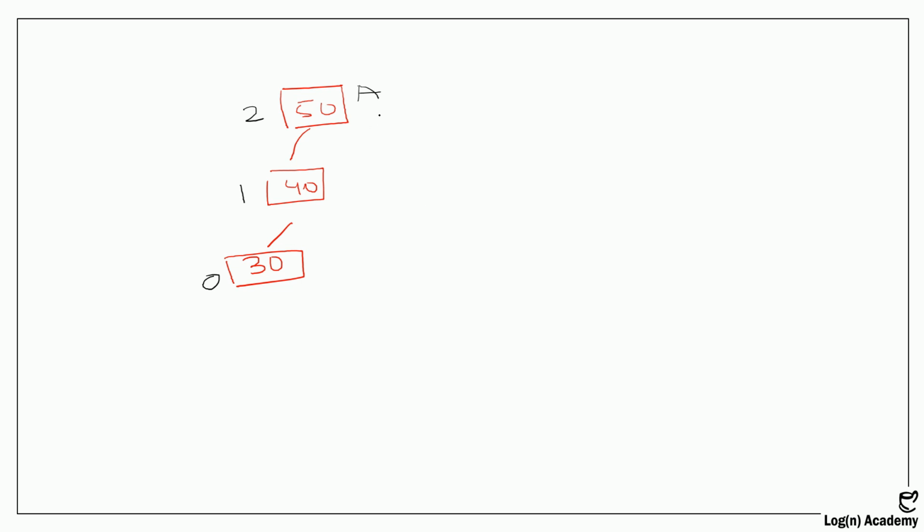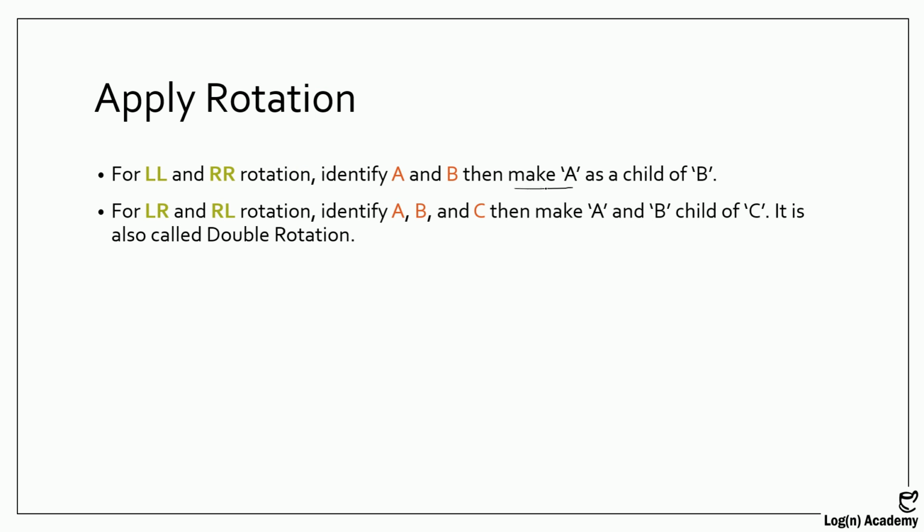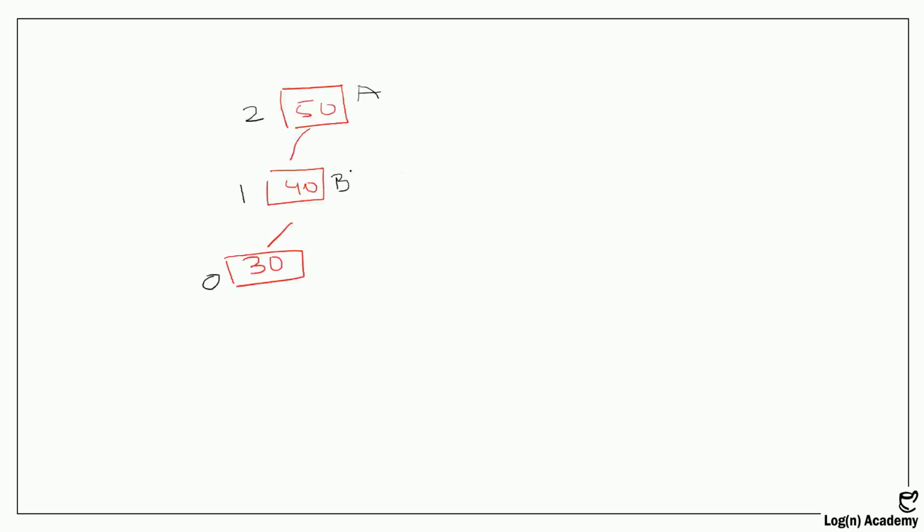So now we have identified A, and what will be the B? The B will be the child of A. So this is B, right? We will mark the child of A as B, and then it says make A as a child of B. Make A as a child of B. Now this will turn into B.